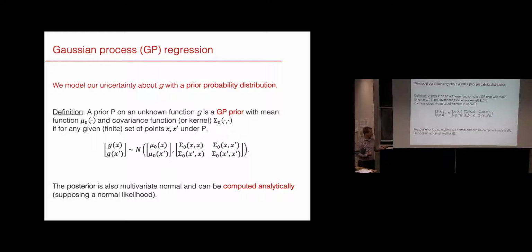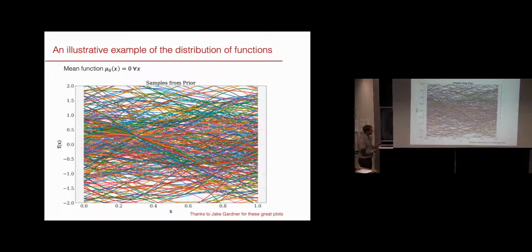And the nice thing is, if I suppose Gaussian observational noise, then actually the posterior is also multivariate normal. It's again a GP. And I can compute this analytically in cubic time. So it's actually computationally tractable. I can update the surrogate at moderate computational cost. Let me give you an example of what this looks like.